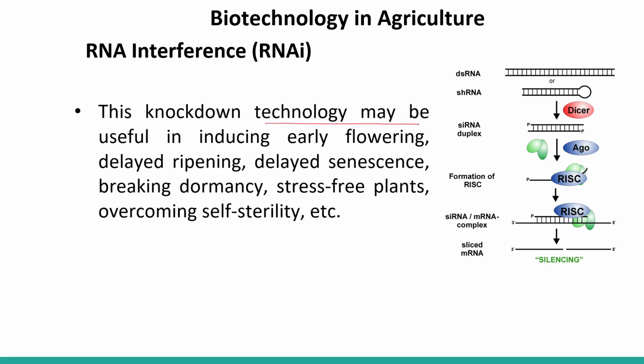This knockdown technology may be useful in inducing early flowering, delaying ripening, delaying senescence, breaking dormancy, stress-free plants, overcoming self-sterility. So this particular technology has introduced so many things in the crops like early flowering, delaying ripening, delaying senescence, breaking the dormancy, stress-free plants, and overcoming the self-sterility. Means they are used for improving the quality of the crop plants, and that is why they are called genetically modified crops.